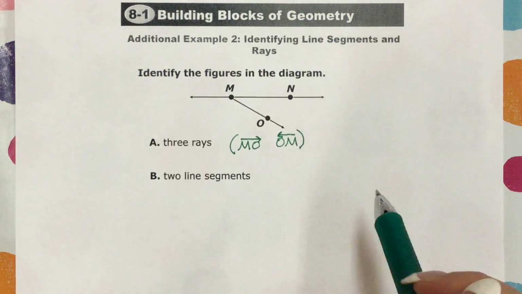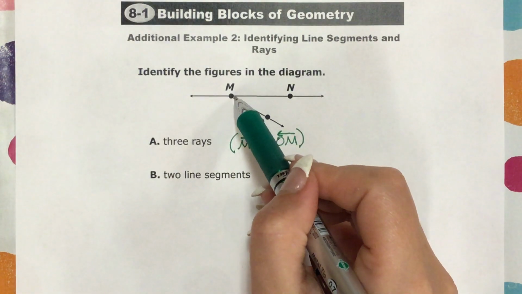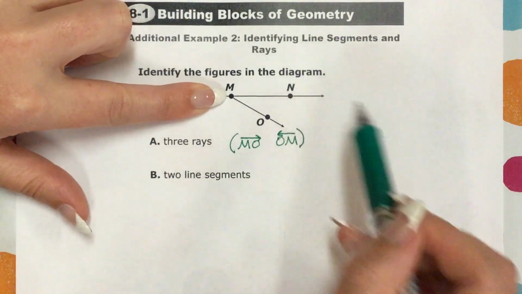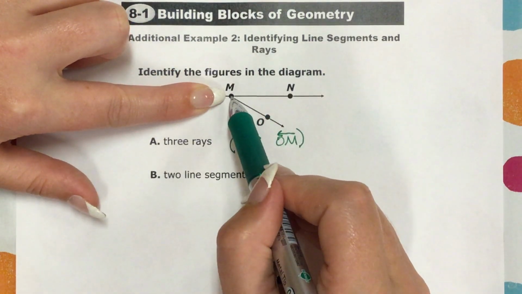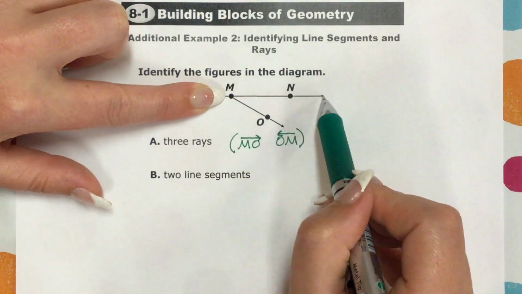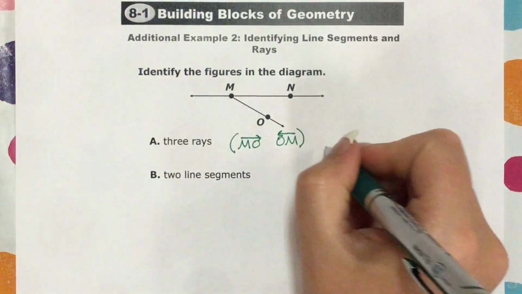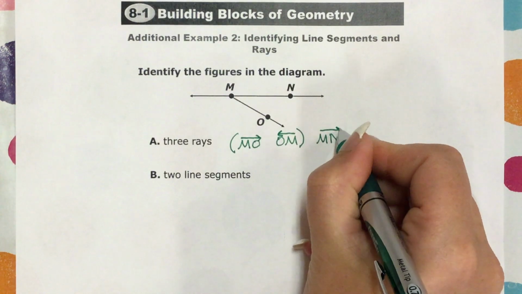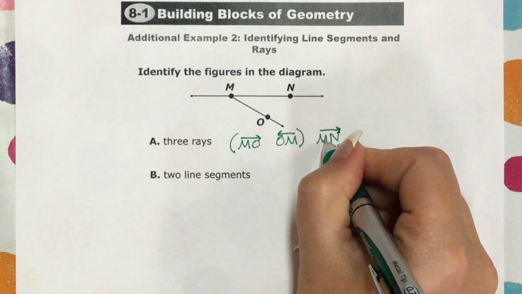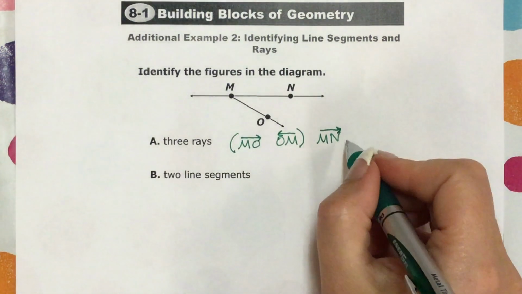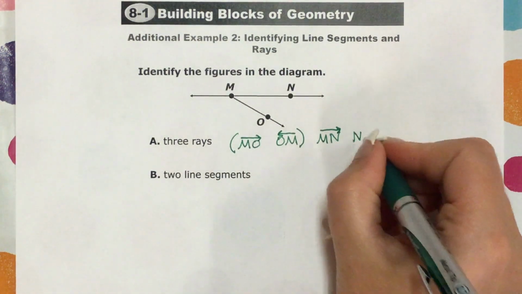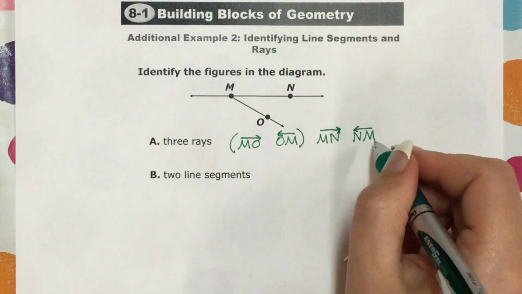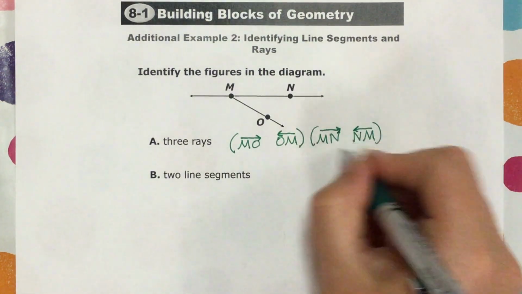Another ray would be, let's say we call M the endpoint again, except it goes from M to N in this direction. So we're taking that part off of the diagram, and we're just saying, hey, M is the endpoint, and it goes from M to N forever and ever. So we would write that as MN, and we would put the little ray symbol so that the endpoint on M corresponds with the picture. And then we could also write this as NM, but the endpoint would have to still line up with M. So either way, that's like one thing.